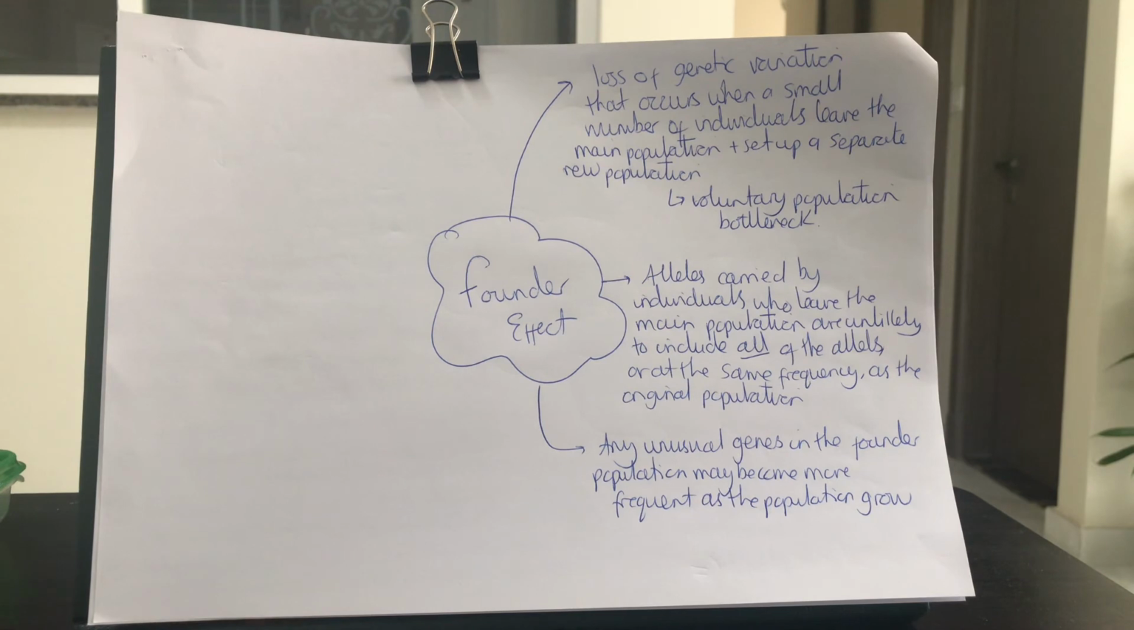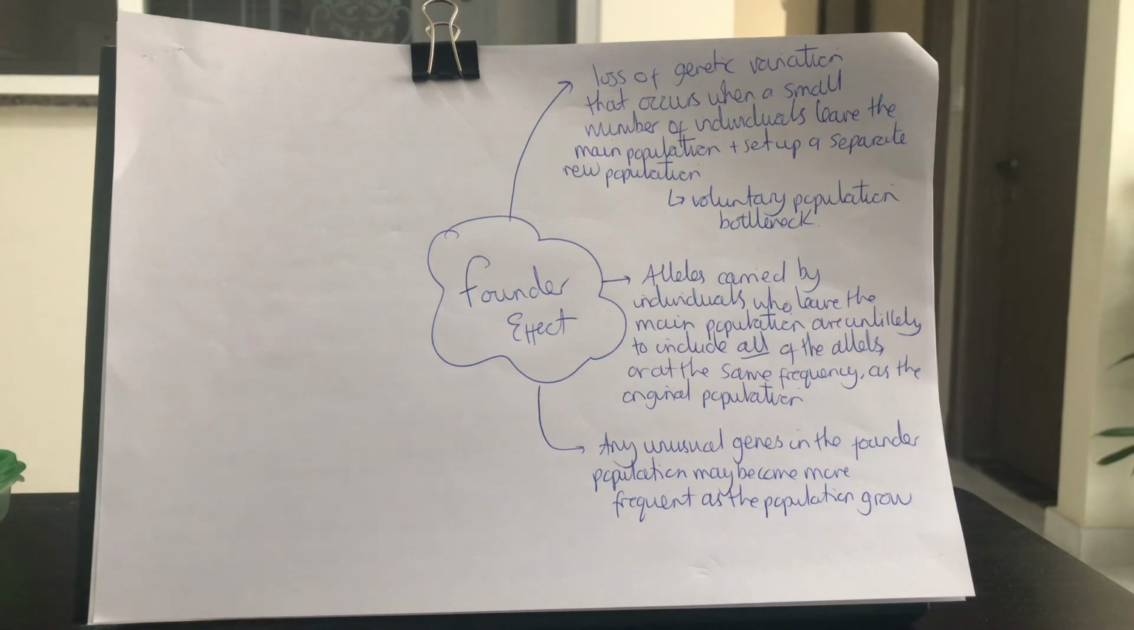Now, the alleles carried by the individuals who leave the main population, so the alleles carried by this founder group, are unlikely to include all of the possible alleles. It's highly unlikely, in your smaller group, that you're going to have all the genetic variations covered. And it's highly unlikely that they're going to be at the same frequency as the original population. If your original population is 500 and an allele is present in 10%, it's highly unlikely that if 10 of those organisms wander off to create a new population, that allele frequency is still going to be the same.